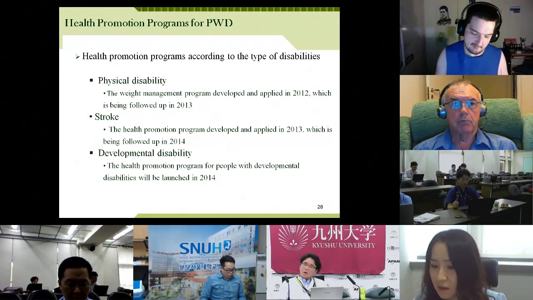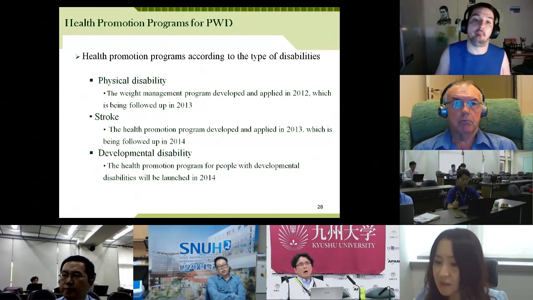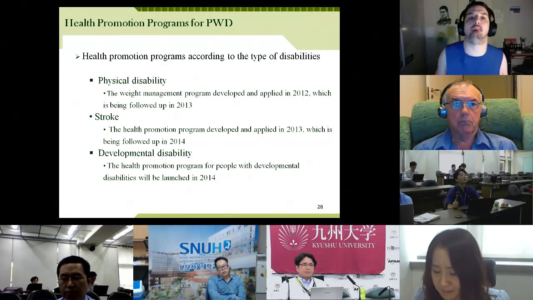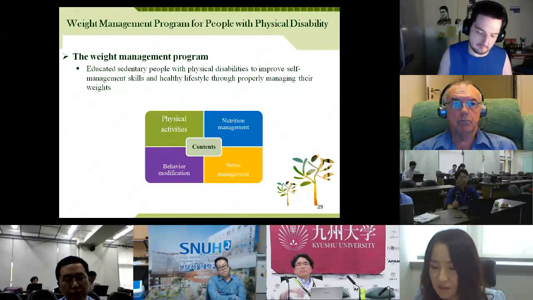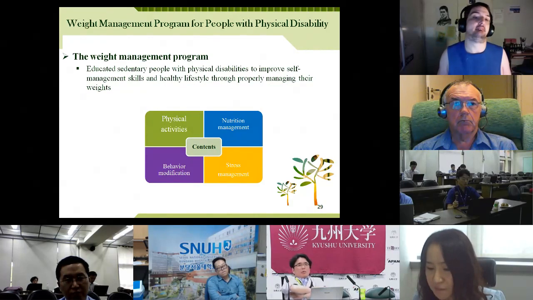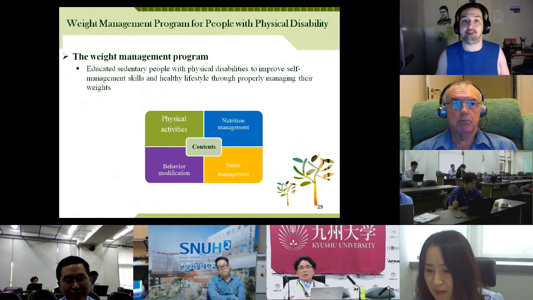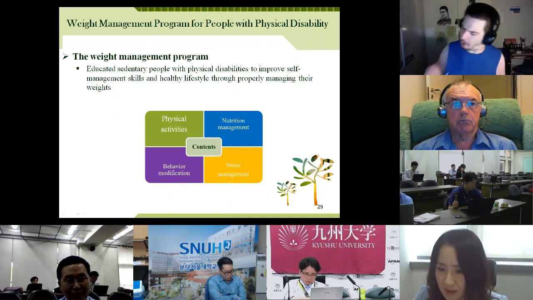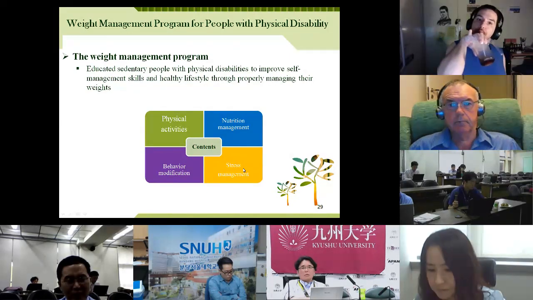We have run a weight management program for people with physical disabilities as a starting point of developing the health promotion program. In the weight management program, we educated 700 people with physical disabilities to improve self-management skills and a healthy lifestyle by properly managing body weight. The program consists of physical activities, nutrition management, behavior modification, and stress management.